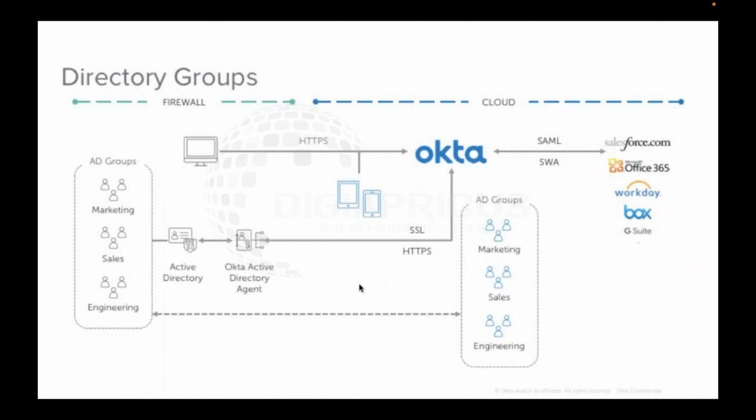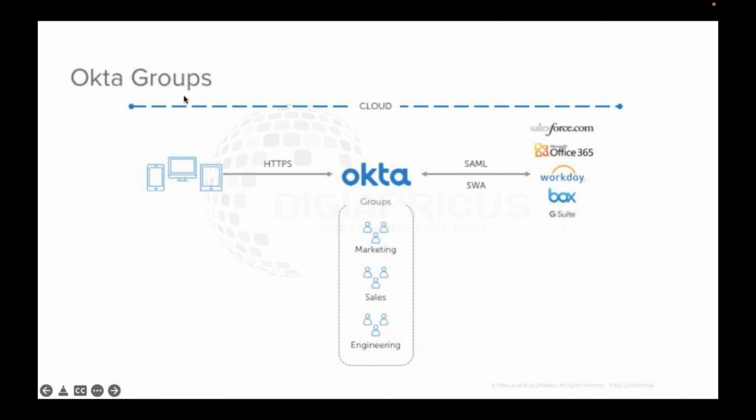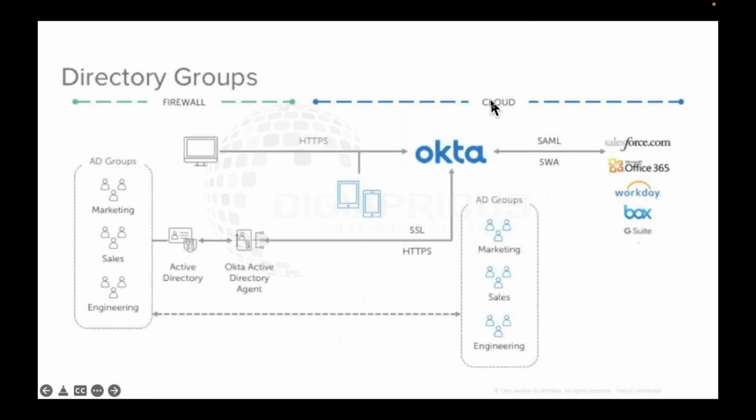Then in the case of directory groups, just try to understand the difference. Over here, there is no firewall concept. You are just under the cloud. But over here in the directory groups, there is a firewall as well, and then you have the cloud. Now, I'm not sure if you guys know what a firewall is. It's a network security term. Currently, we are in identity and access management security.